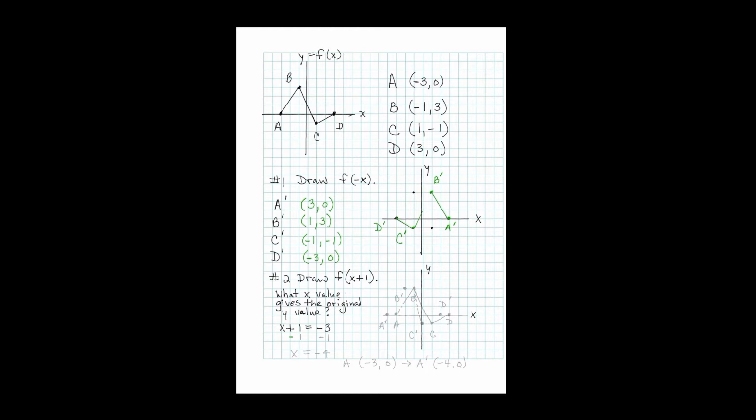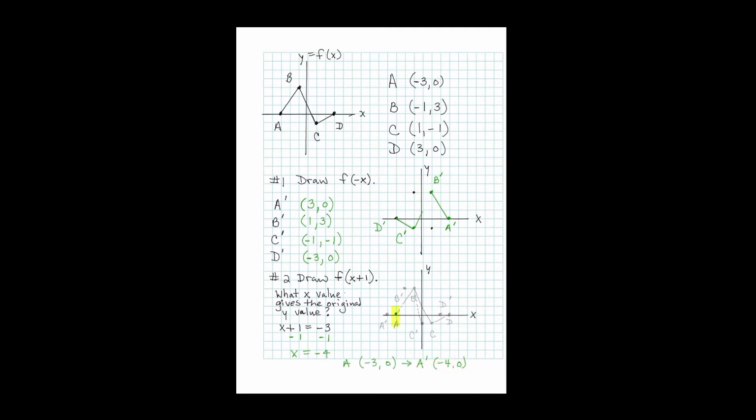But the trick that I always use that always works, if you've got something done to your x, so this would be in your parentheses with the function notation, take that expression of x, so here that's x plus 1, and set it equal to the x-coordinate of at least one of the points, and you'll see what happens to the x. So I'm going to subtract 1 from both sides, and I get x equals -4. And so the point that was -3, 0 is going to be translated to the point -4, 0. So let's plot that.